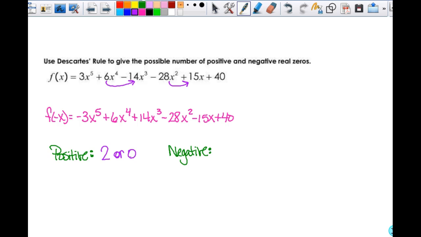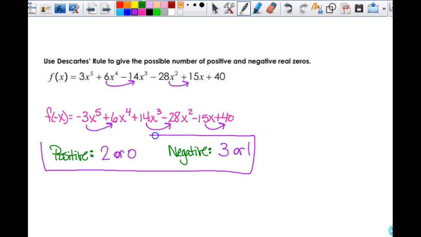Okay. Then I look at f of negative x. So it starts off negative, changes to positive. That's one change. Stays positive, changes back to negative, stays negative, changes back to positive. So there's 1, 2, 3 variations, and it's 3 or 1, because again you go down by 2's. If it was 5, it would be 5, 3, or 1. If it was 7, it would be 7, 5, 3, or 1. If it's just 1, it's 1, because you're not going to end up with negatives. Okay, and it's as easy as that. Here is the answer.